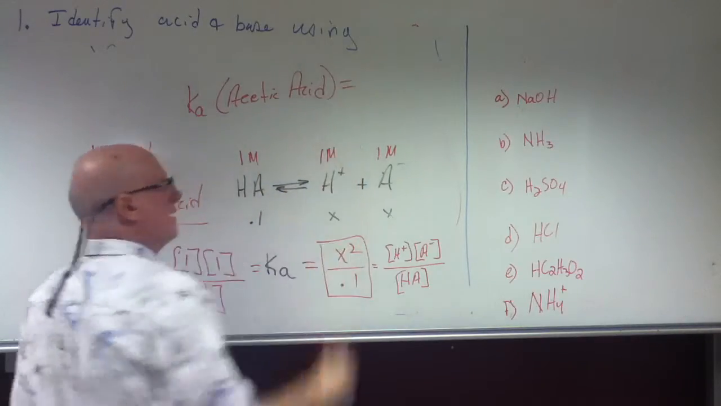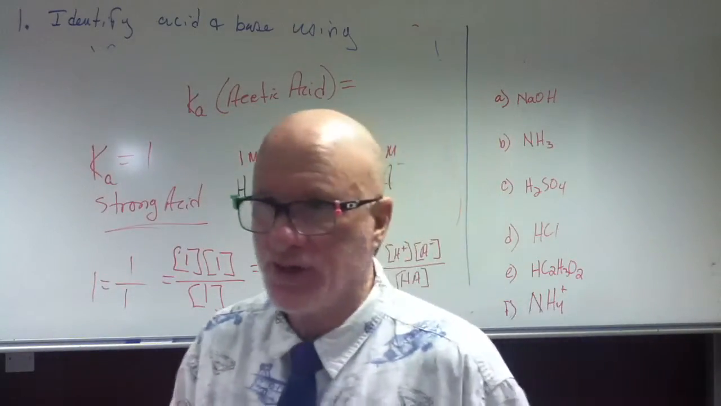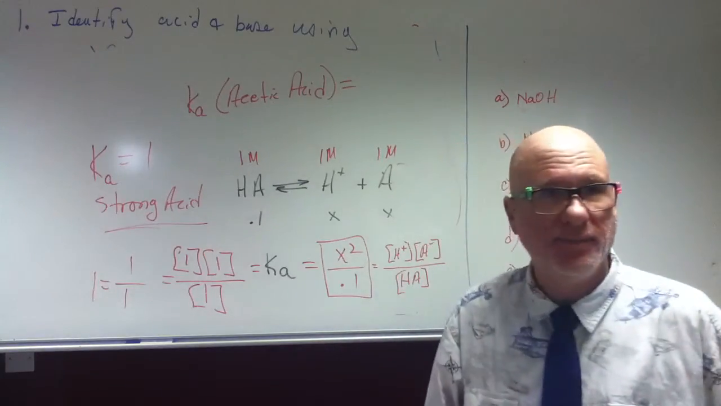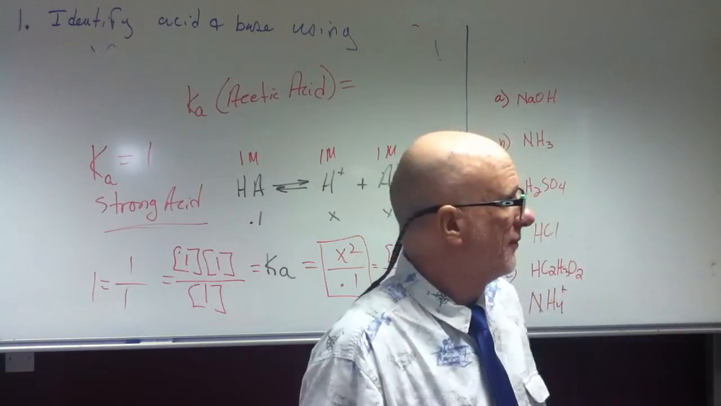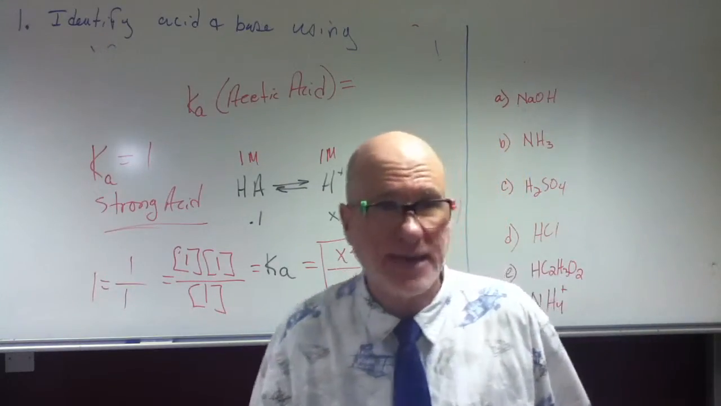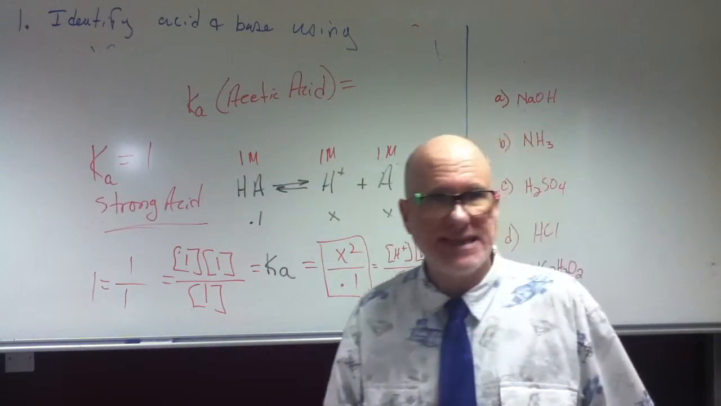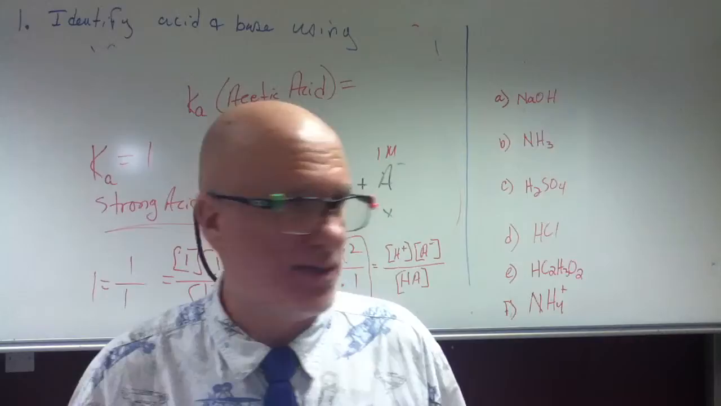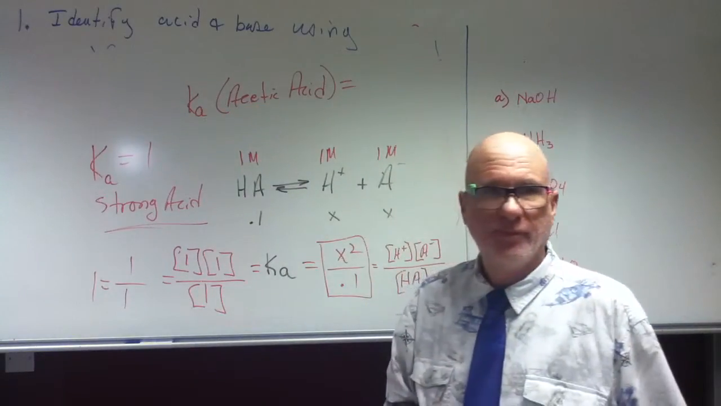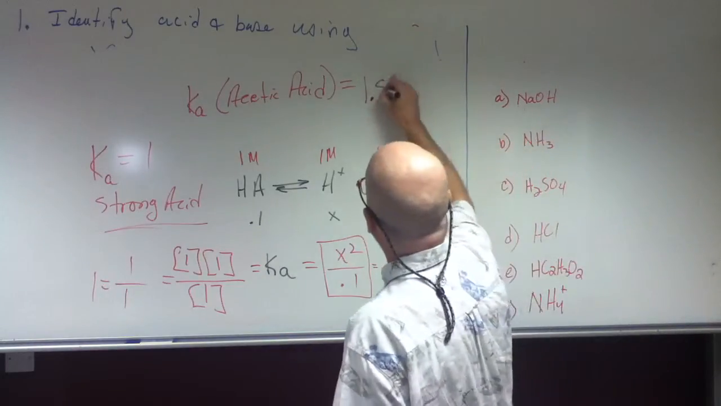what's the Ka for acetic acid? It's right in your books, guys. Come on. Ethanoic acid, acetic acid, what is it? If you memorize a Ka ever in your life, do it for acetic acid. What is it? Anybody? 1.8 times 10 to the negative 5.